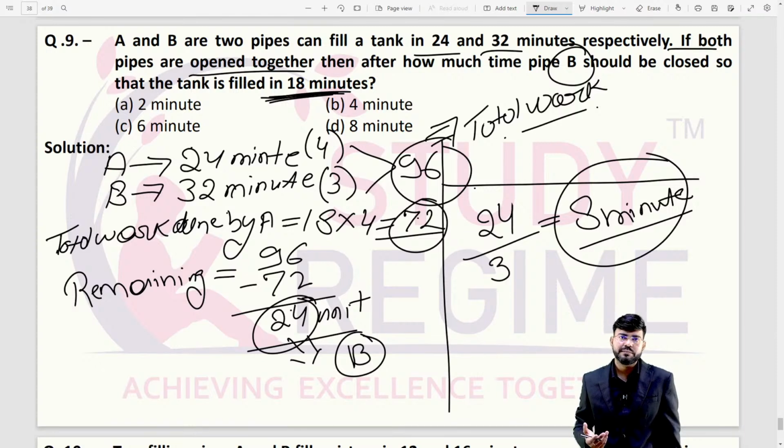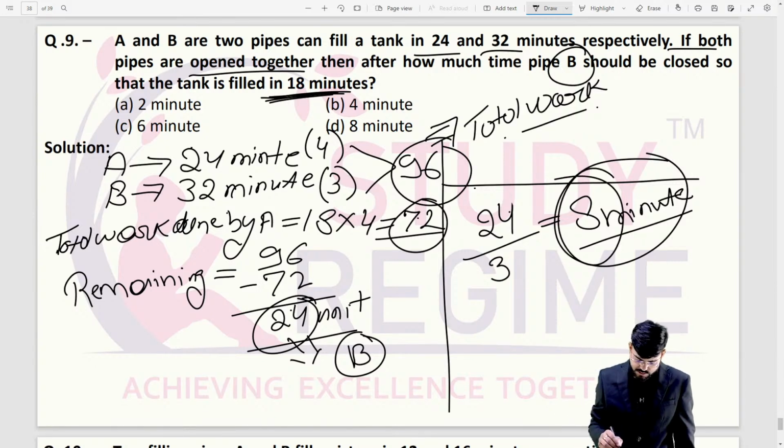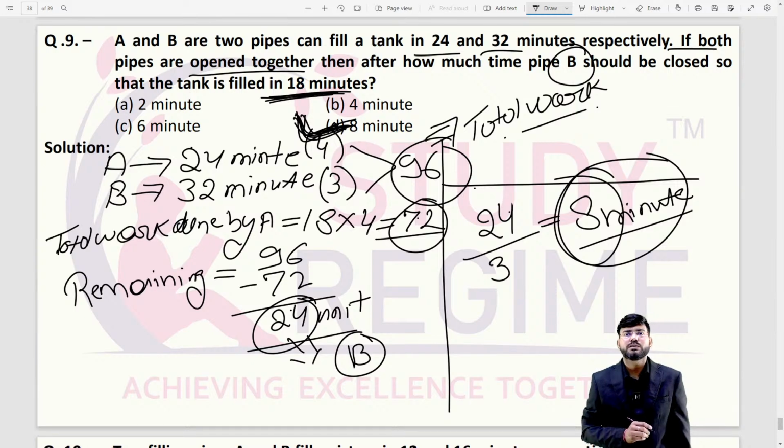There were only 2 pipes. So this work was done by what? Pipe B. So you have to divide 24 by 3. You will get 8 minutes. So pipe B should be closed after 8 minutes.